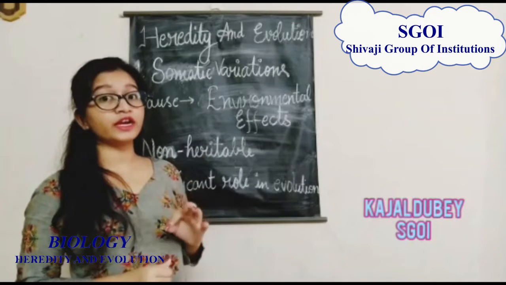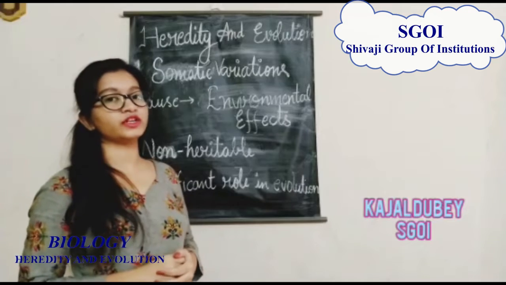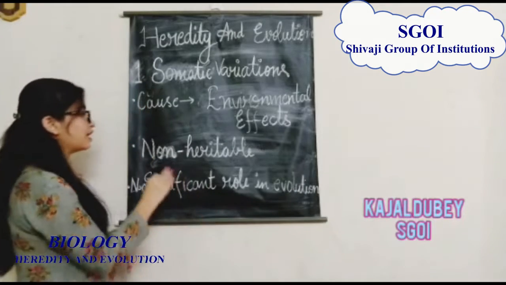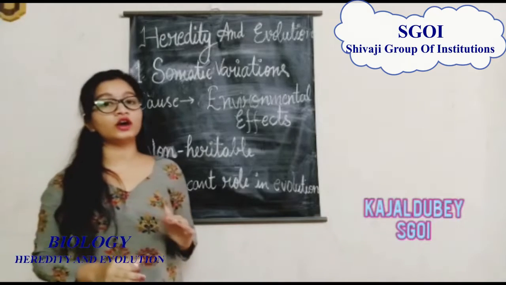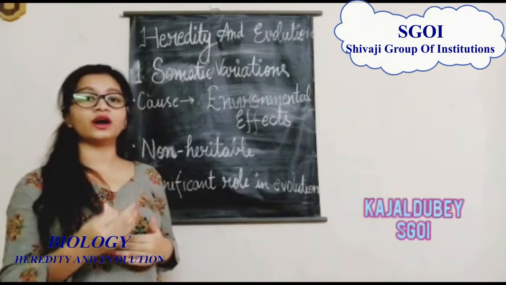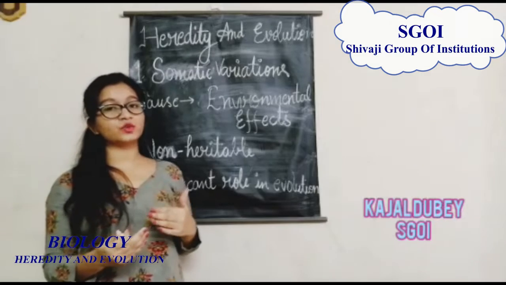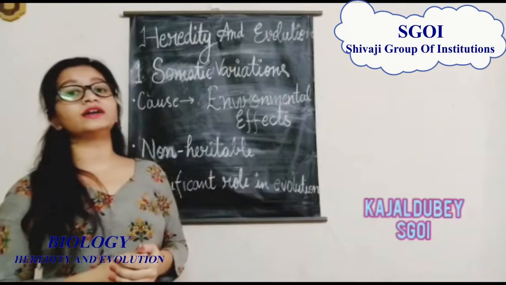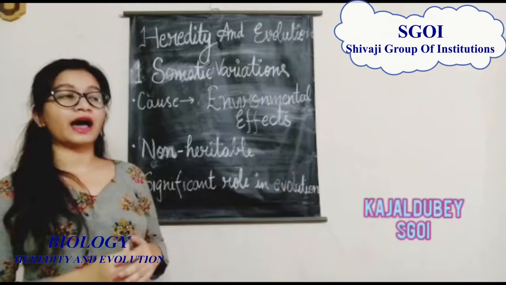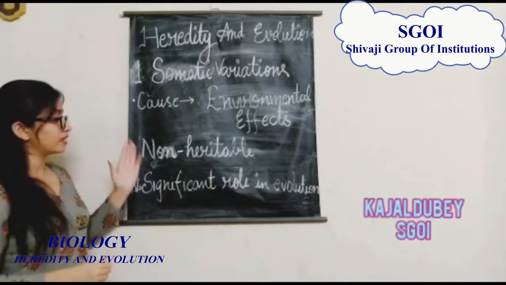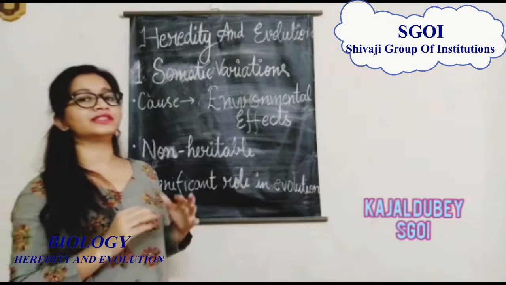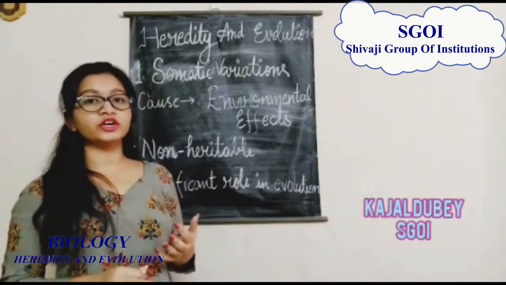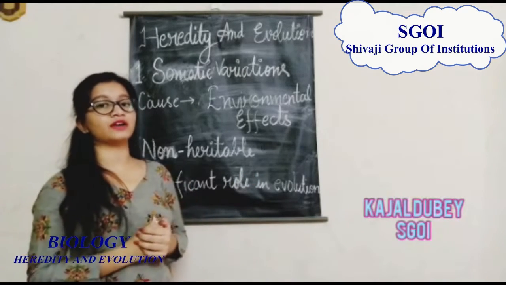The very important thing about these variations is that they are non-heritable. That means these variations cannot be transmitted from one generation to another, and that is why they get lost with the death of the organism. Also, these variations do not play any significant role in evolution. That means from the evolutionary point of view, these variations are not important.